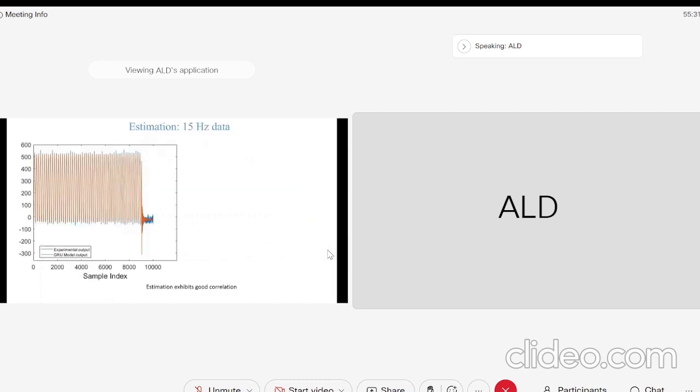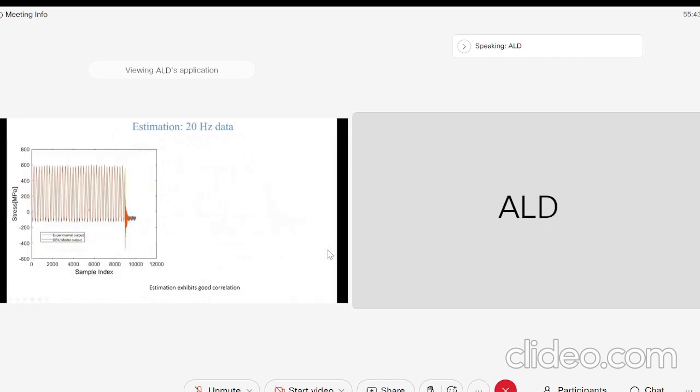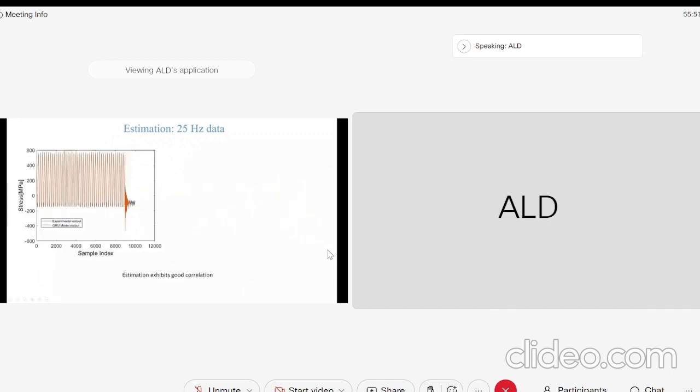So this is our estimation result for 15 hertz, the experimental result and GRU model. This is the zoomed portion of our GRU versus experimental result. That is for 20 hertz data, the zoomed data of 20 hertz matching. That is 25 hertz, the experimental data and GRU model output, and that is the zoomed 25 Hz data. So we can say the estimation is good, with good correlation compared to our Hammerstein-Wiener model.